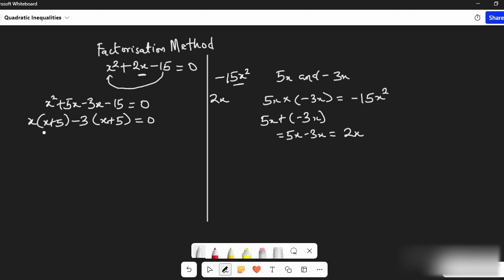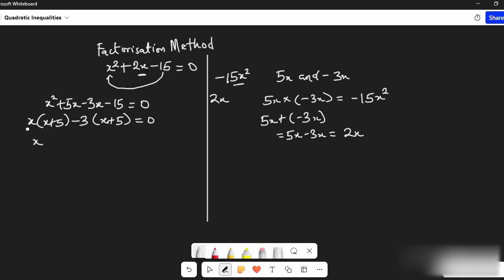Now, in the process of factorization, what you have in the brackets must be the same. As we see here, we have x plus 5 in this bracket and x plus 5 in this other bracket, and they are the same. So if in the process of factorization, you see that you do not have the same elements in both brackets, then that tells you that you have made a mistake in your factorization and that you should go over your workings. So now these elements are the same, so we're good.